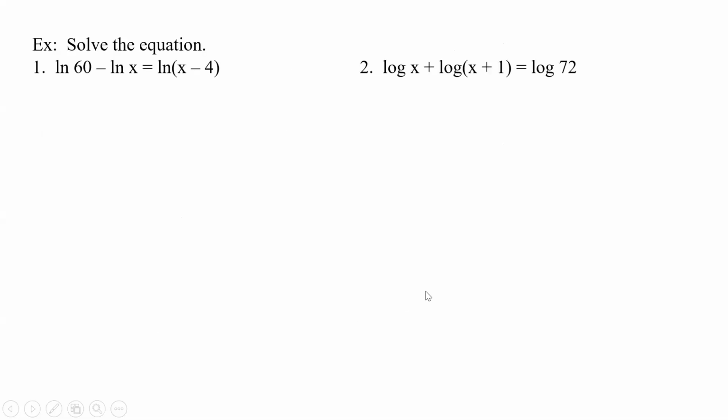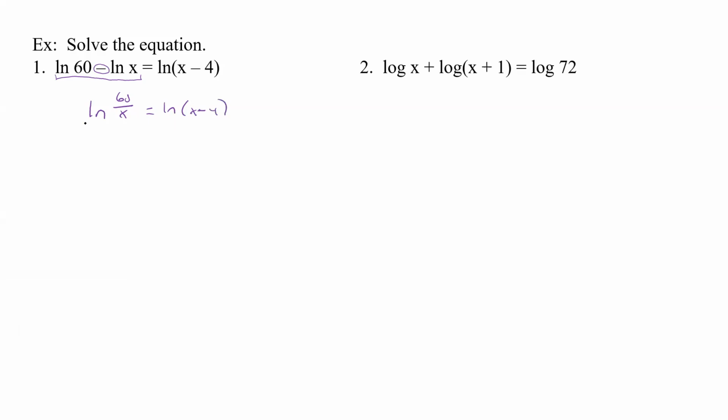And so let's look at just starting to solve some equations. On the left, you notice we have two logs here, log base e or ln, and we only have one on the right, and we have to have one on each side. So we're going to combine these two using our properties, and because it's negative, that means it's going to divide. So that's going to give us ln of 60 over x equals ln of x minus 4.